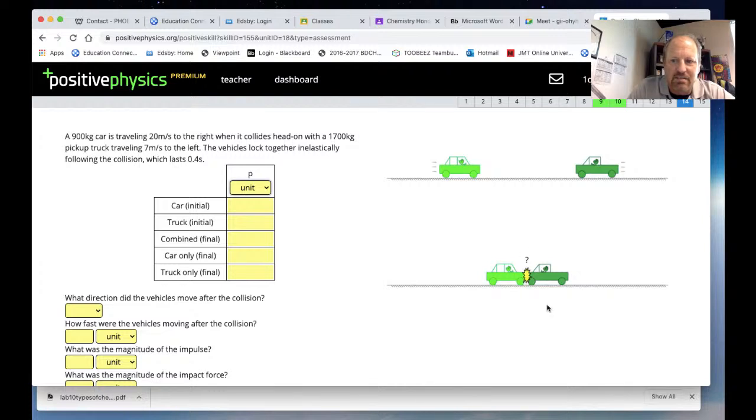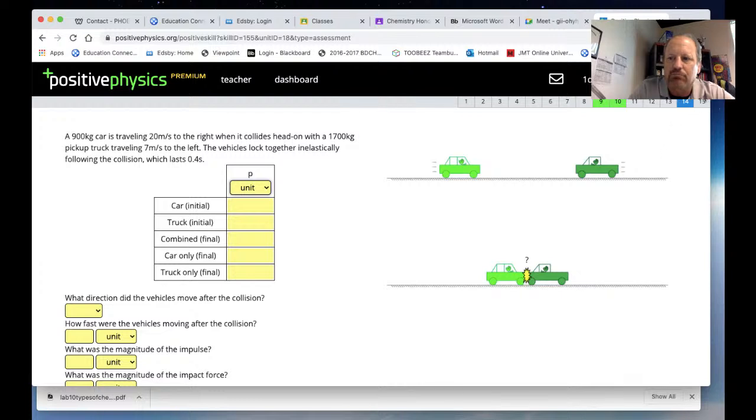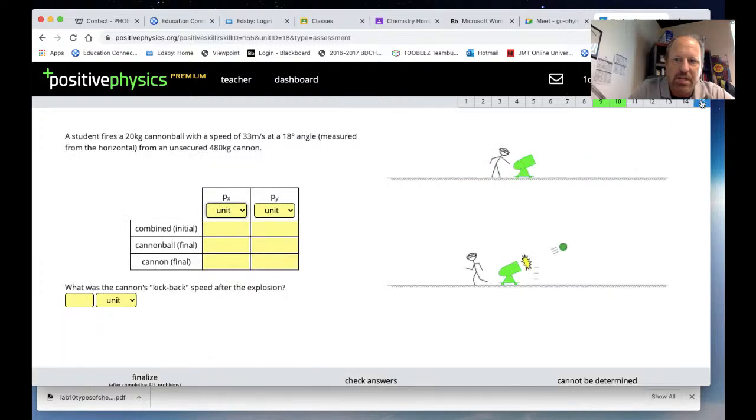Similar again, only this time they stick together. Lock together inelastically, following the collision, which lasts that many 0.4 seconds. So then m times v to the right, m times v to the left. This is negative. So this momentum positive minus this momentum negative. If they end up stationary, then would equal 0. But if not stationary, then you go the direction of the bigger original momentum.